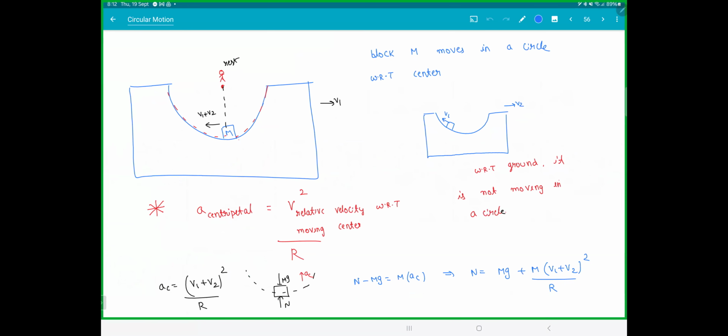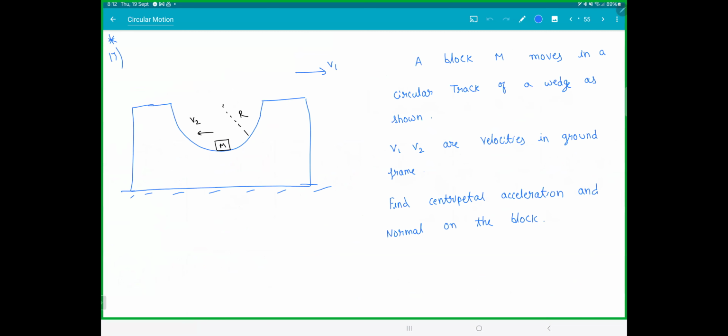Any doubts so far, please ask me. So I hope you're getting it. Circular motion is not difficult, but there are things which are different. Next one. Let's see something more easy.